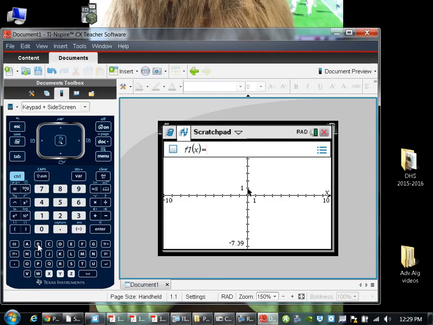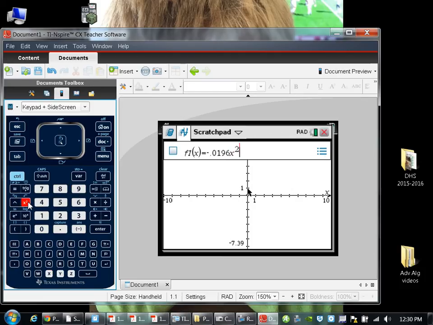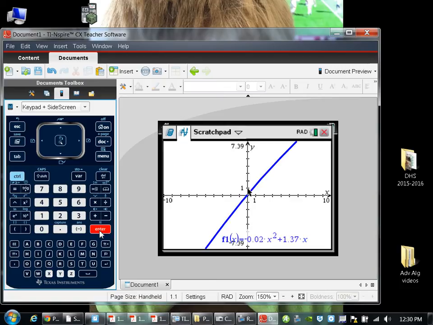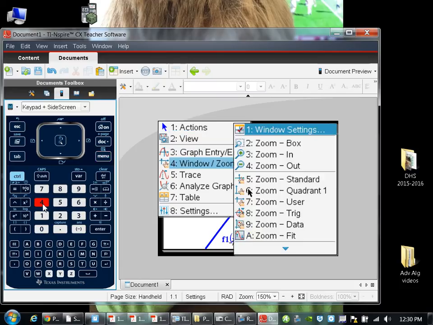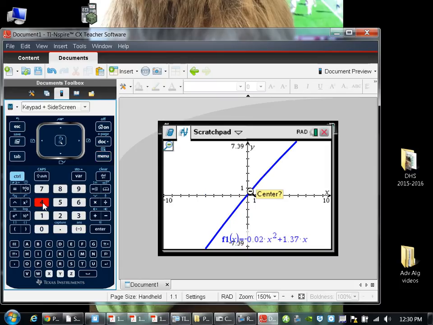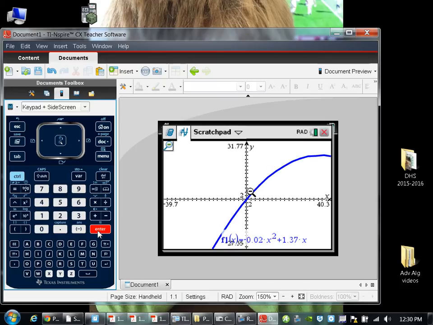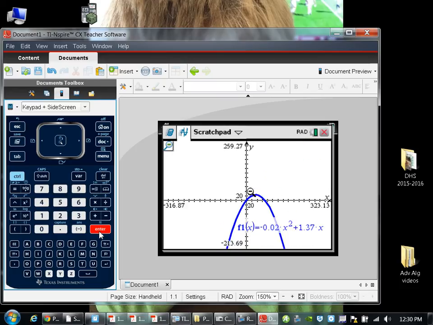Better. So we put in our function: negative 0.0196x squared plus 1.37x. And I'm just going to hit enter for my graph. And again, I'm going to do my zoom out to see the whole parabola here. Let's see, so that is menu 4, and then enter. Oops, sorry, too much. But anyway, you get the idea.